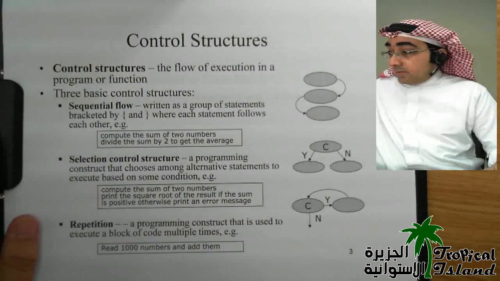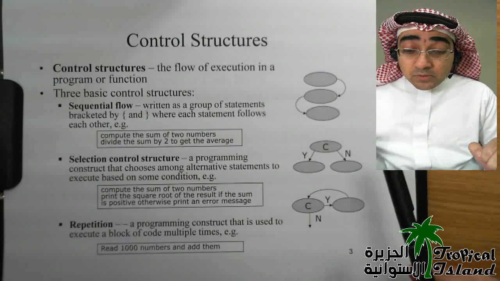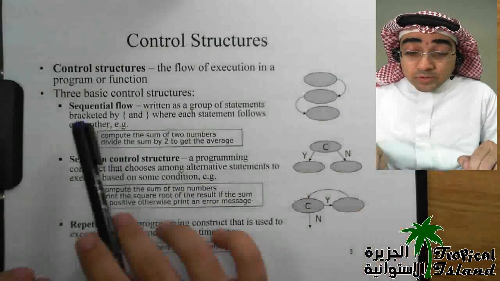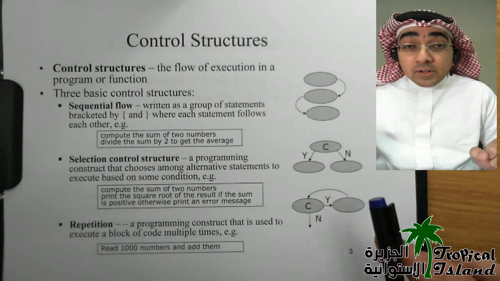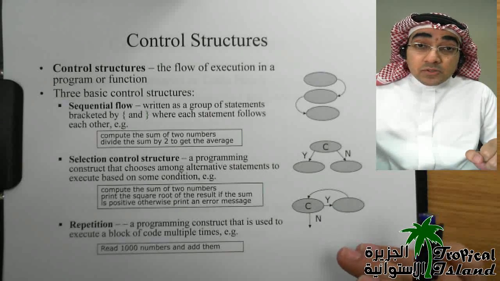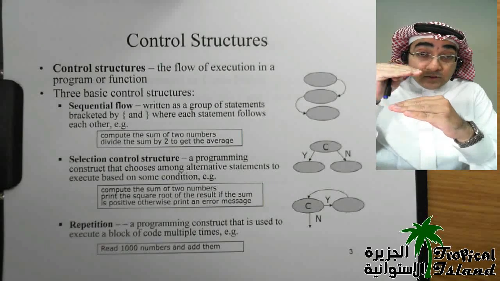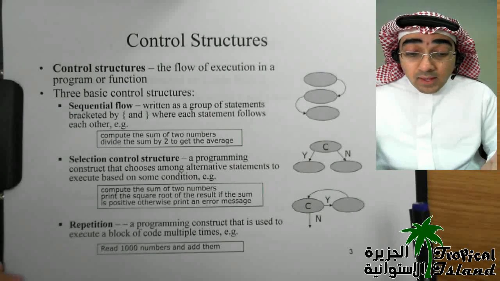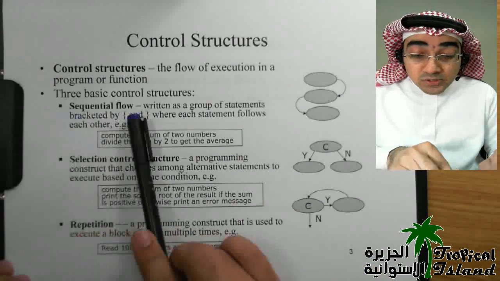Let's start. A control structure. When we talk about control structure, what do we mean? A control structure is the flow of execution in the program in a function. Usually in a compiler or in any program, in a C program, the execution goes line by line. So if you have code that is written, it goes line by line into that code and it actually executes that function. So that is called a sequential flow.